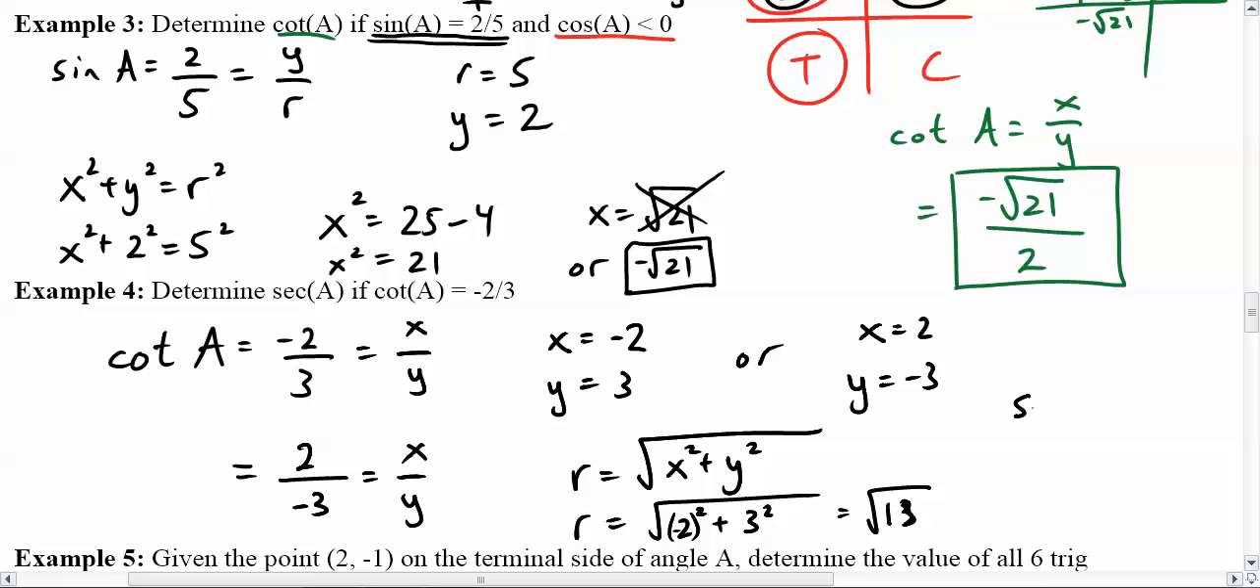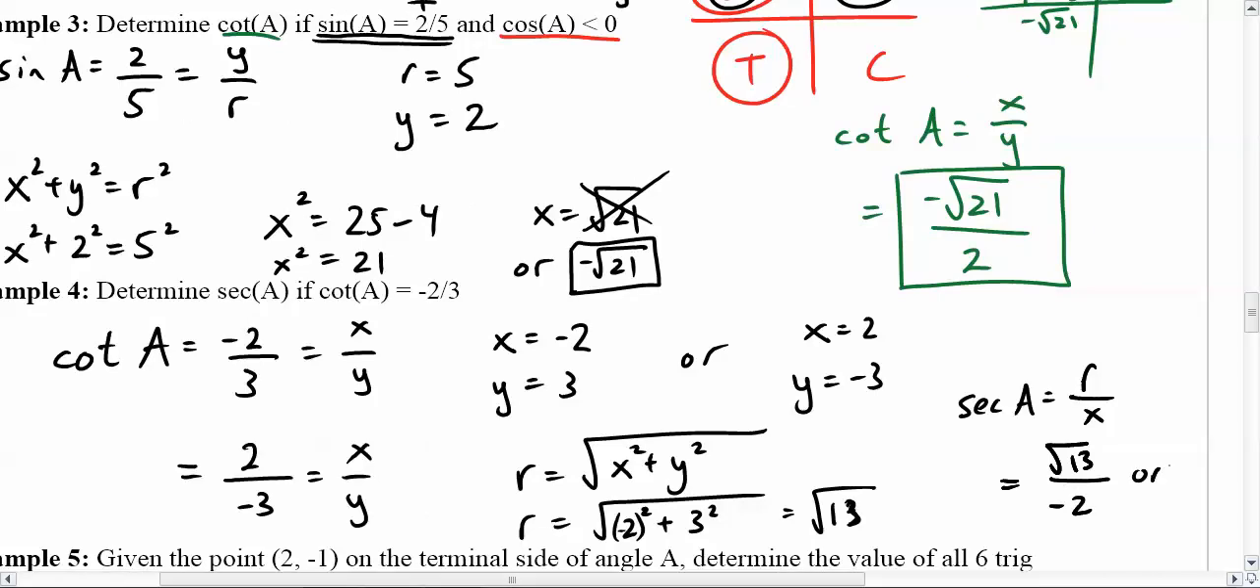So to determine secant A, from the first page, secant is the reciprocal of cosine, so it's r over x. So it's root 13 over negative 2, or root 13 over positive 2. I don't know. I need one more piece of information if I'm going to know which quadrant it's in. So this one actually has two different answers. They would have to tell me sine is positive, or something. I just need a little bit more information in order to be able to find out which quadrant that secant is in. Does that make sense? Cool.